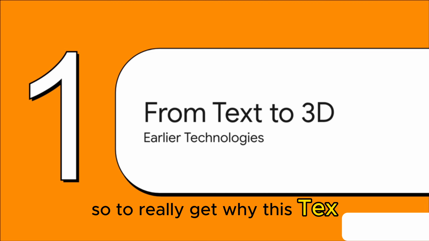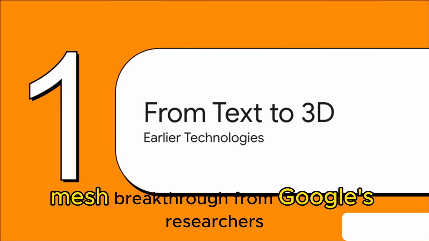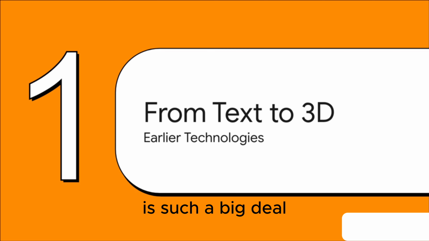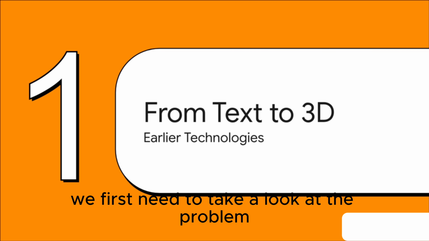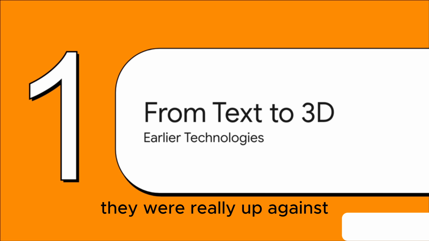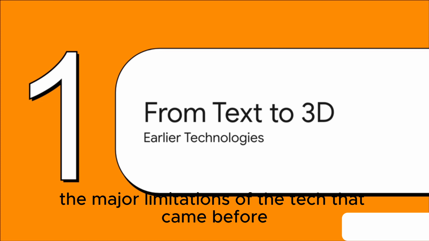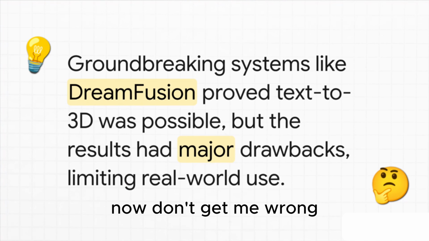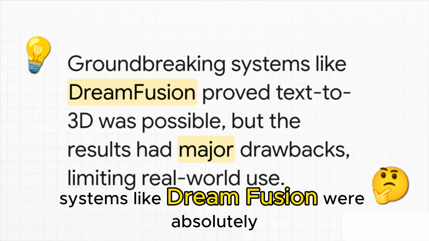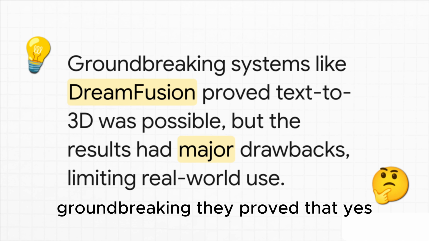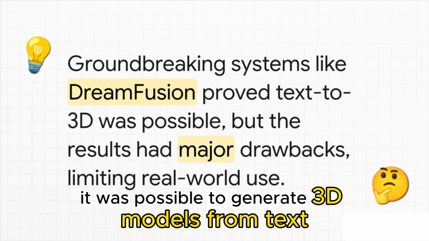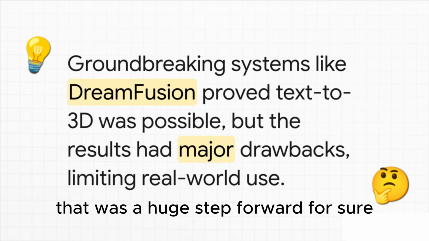So to really get why this TextMesh breakthrough from Google's researchers is such a big deal, we first need to take a look at the problem they were really up against, the major limitations of the tech that came before. Now, don't get me wrong, systems like Dream Fusion were absolutely groundbreaking. They proved that, yes, it was possible to generate 3D models from text. That was a huge step forward, for sure.